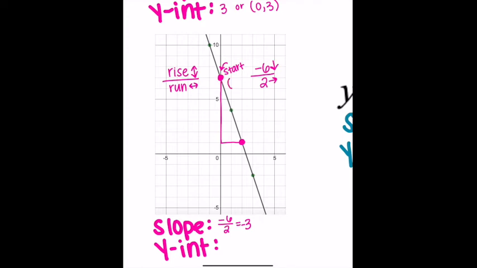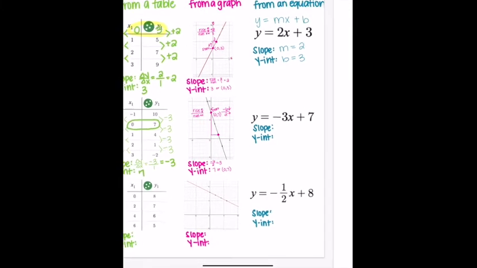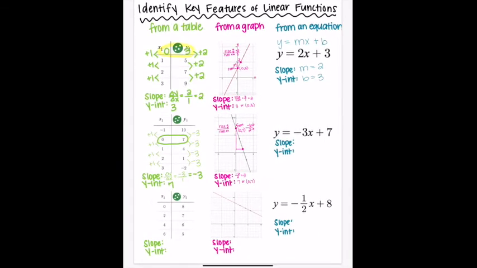So this is 0, 1, 2, 3, 4, 5, 6, 7. So the y-intercept is 7, or (0, 7) as a point. And finally, the equation of this function is in the form y equals mx plus b, so we can find the slope and the y-intercept.